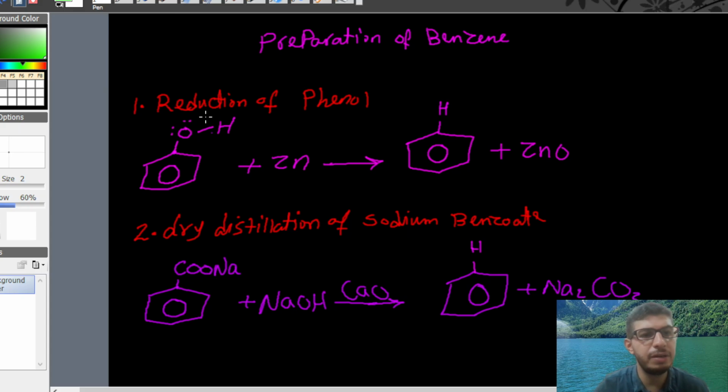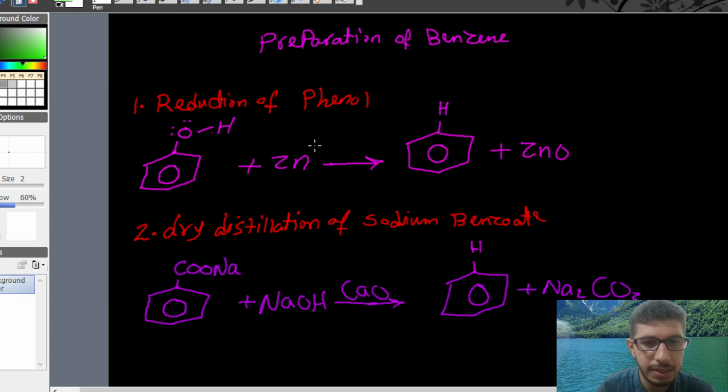The first method here is reduction of phenols. Here we have a phenol plus a reducing agent just like zinc to give me benzene plus zinc oxide. Let's understand what happens in this reaction, how zinc acts like a reducing agent.